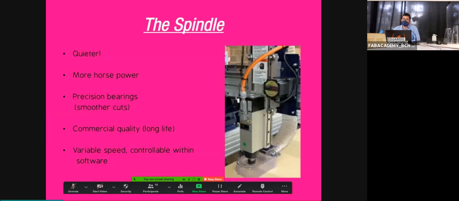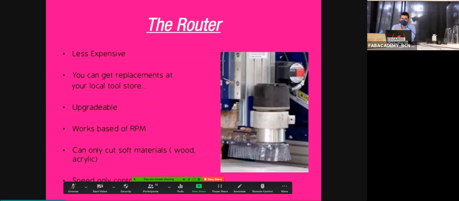Types of motors for cutting. We have two. I will start with the second one. It's called the router. Some of you have maybe heard CNC router for a CNC machine, not CNC spindle.